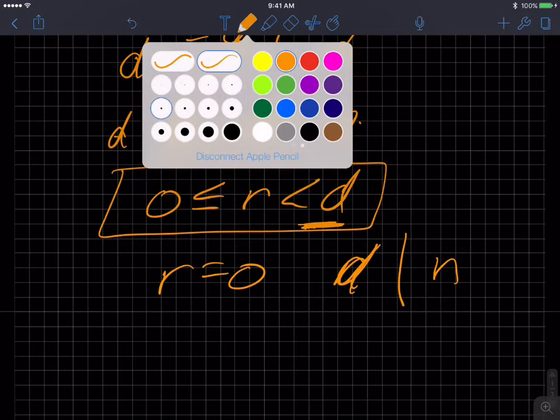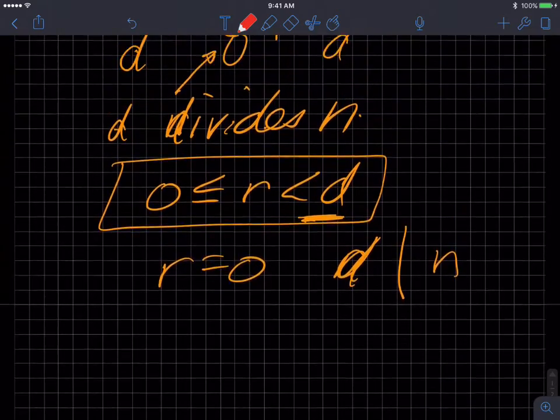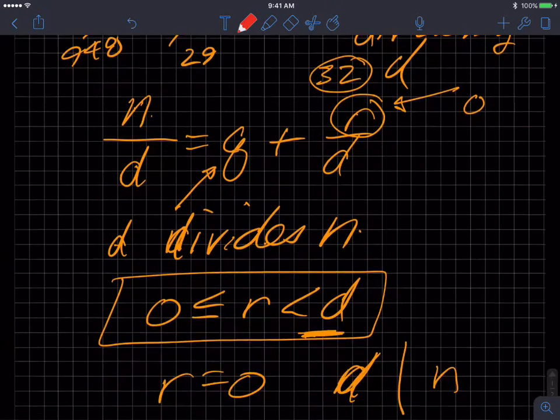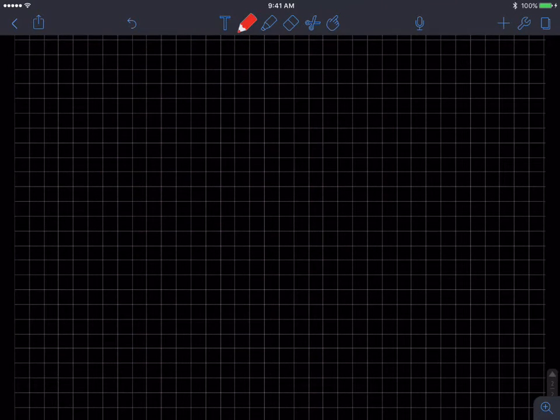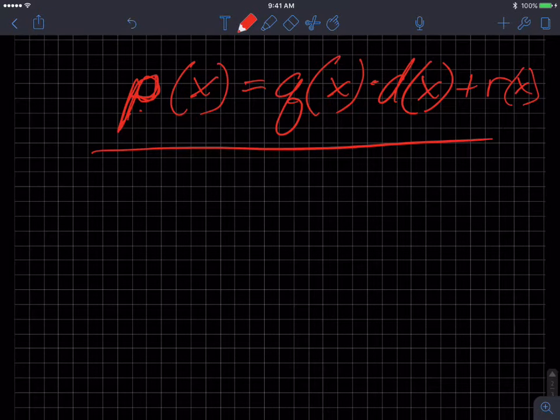So why am I talking about numbers? Because it leads to this and the fact that polynomials work just like numbers. So instead of N equals Q times D plus R, we're going to have the following. I'm going to have some polynomial as a function of x, and that's going to equal the quotient, times some other function. A lot of times I use G, but I'm going to use D again just to be consistent. And I'm using P because N stood for number and P stands for polynomial. And then we have this remainder. So it's the same idea.